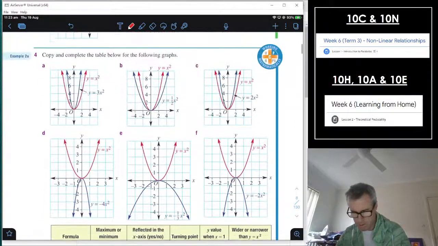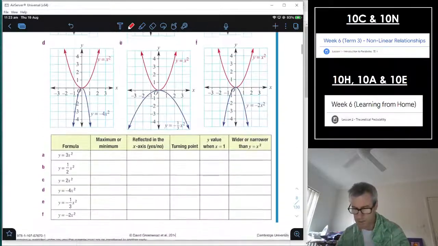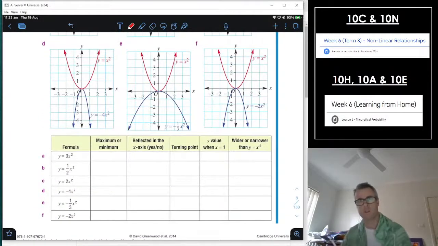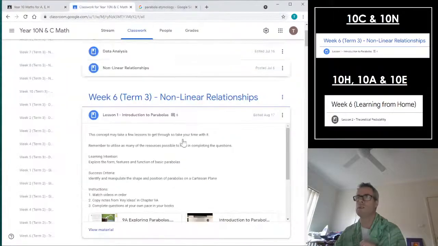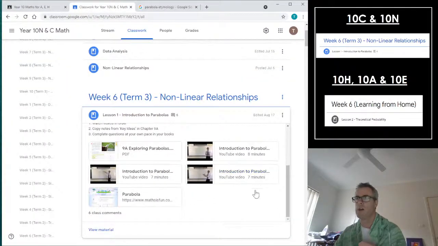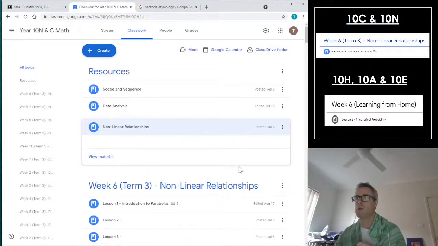So this minimum or maximum value is really doing my head in. I'm not sure exactly how to solve this, right? So again, here's another resource that we can use. We want to go into the Google Classroom. We are going to go up to nonlinear relationships.